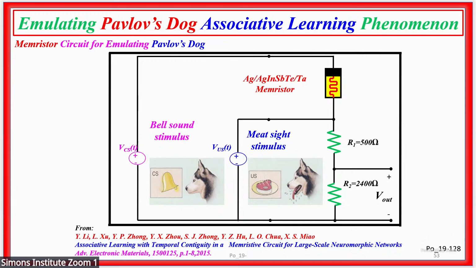I did very little. Okay, so this first voltage source is the analog of the bell. The second voltage source is the analog of the meat. And this is the memristor, and it turned out that this exactly reproduced the Pavlov experiment measurement. So we just showed that the memristor is also a fundamental element for associative memory.